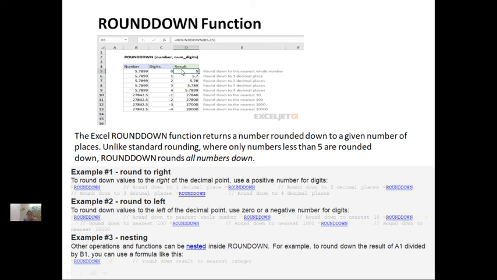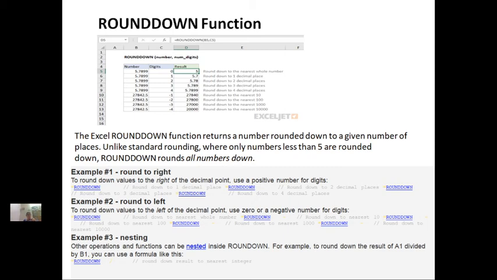For example, here in the Excel sheet you see 5.7899, round down, number comma number of digits. It says 0. For 5.7899, digit is 1, so he rounds down to 5.7, that is, he removed 899. Then 5.7899, digits is 2, round down 5.78. Okay, so these are the things.